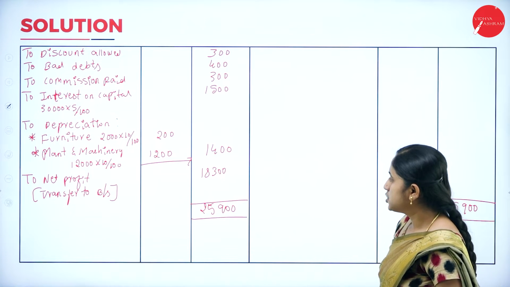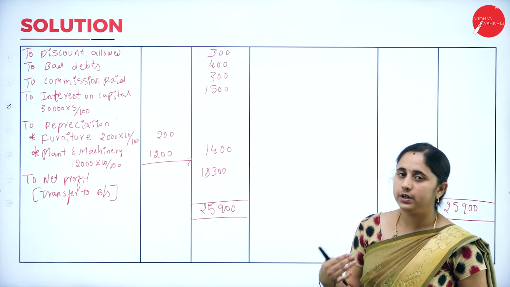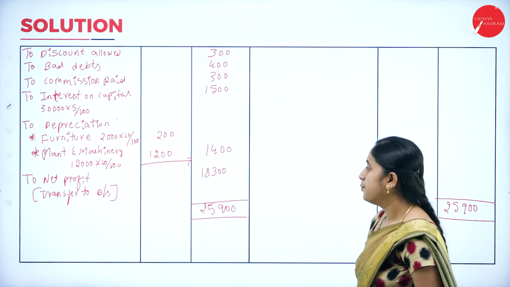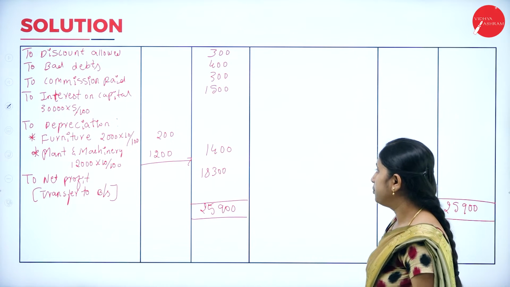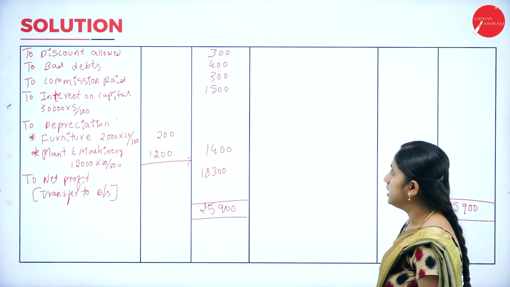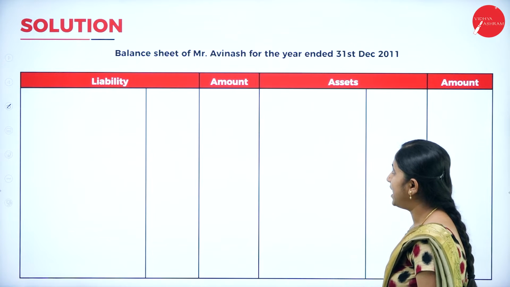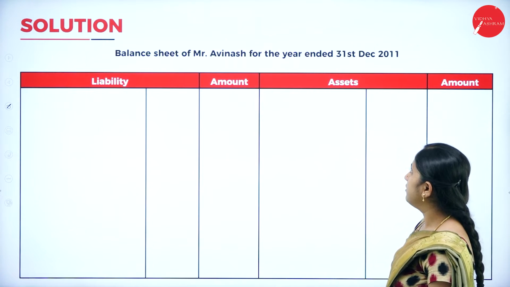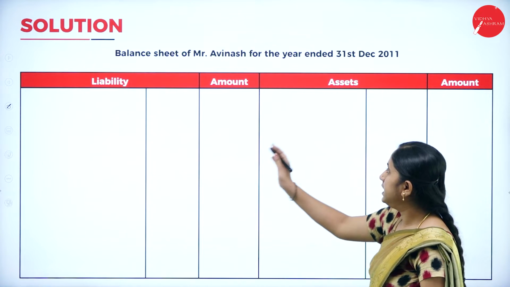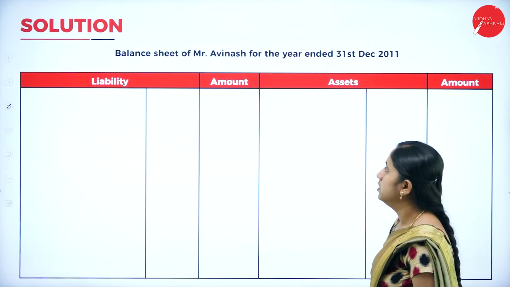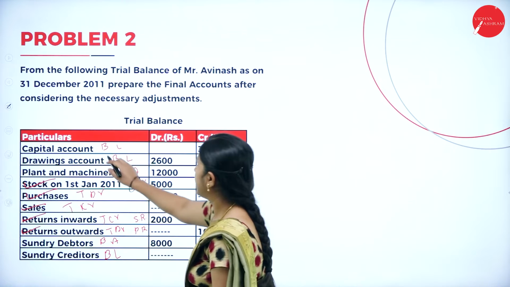Profit and loss account shows the ability to generate the profit or inability to generate the profit. So here in this problem, we have a profit of rupees 18,300. Then start doing the balance sheet. Write the format of the balance sheet. Balance sheet of Mr. Avinash for the year ended 31st December 2011. Liability amount, assets amount. So record all the assets and liabilities.